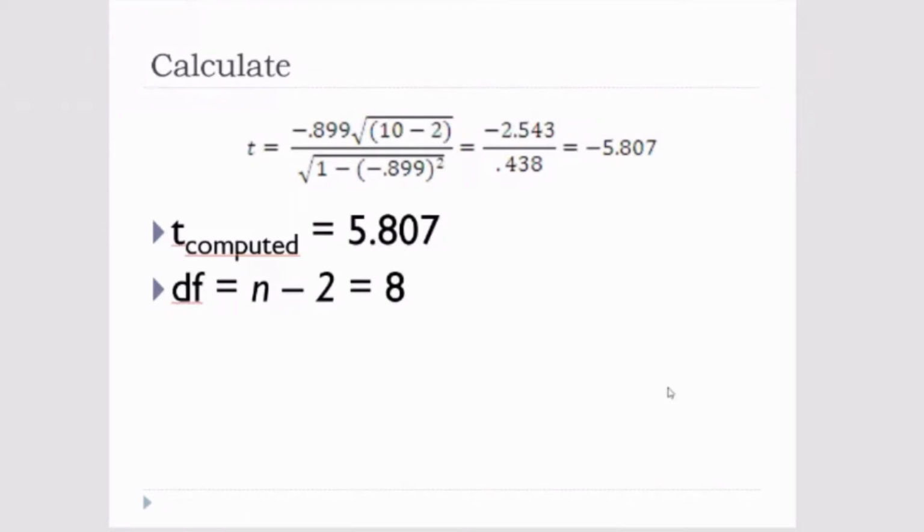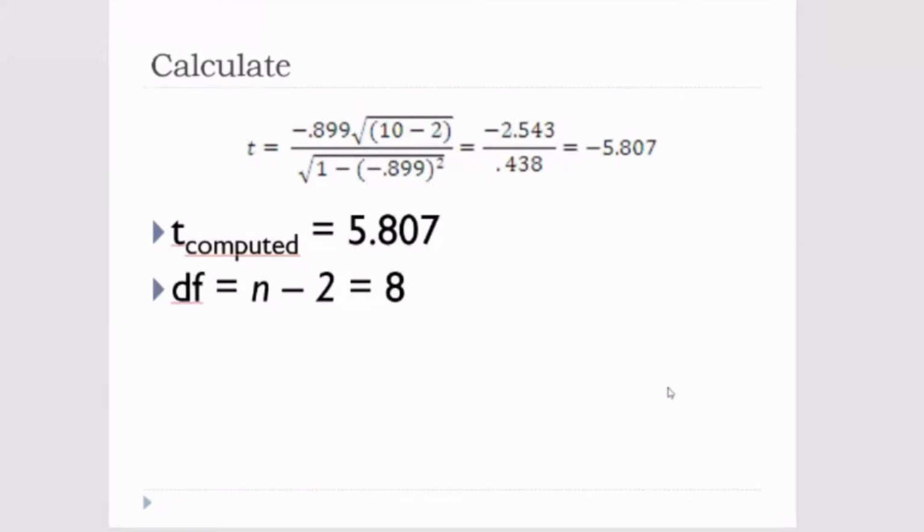So take note that our t value, or depending on certain statistical books, the term would be either the t value or the t computed. So t computed is taken regardless of sign. Even if it is negative, we take the absolute value, which is 5.807. That's the t computed. And then take note of this other value that we should compute, the df or the degrees of freedom. Remember that degrees of freedom is equal to n minus 2. So n here is 10 minus 2, that's equal to 8. So just take note of that.